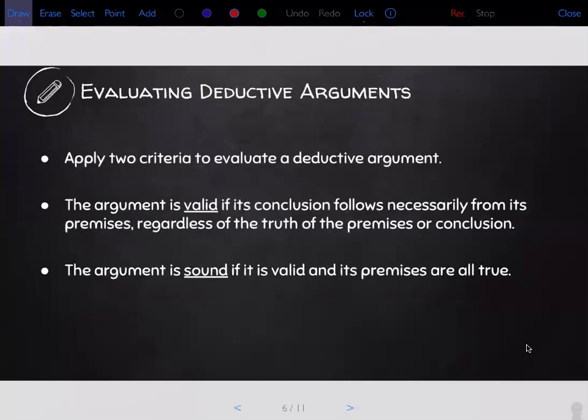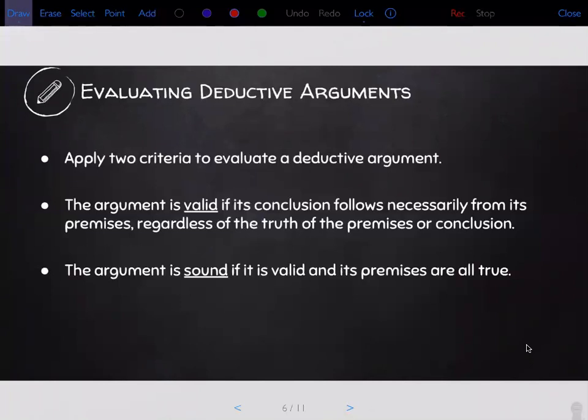So now we want to talk about how to evaluate deductive arguments. And so there are two different criteria that we use to evaluate a deductive argument. An argument can be valid if the conclusion follows from the premises. So if it's a nice flow that makes sense logically, then we could say that that argument is valid. And we're going to talk about more things in validity here in a minute.